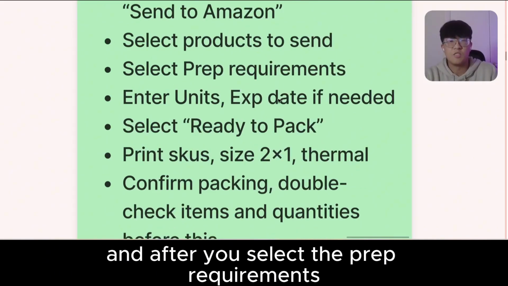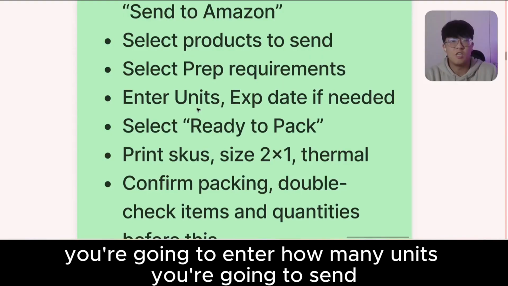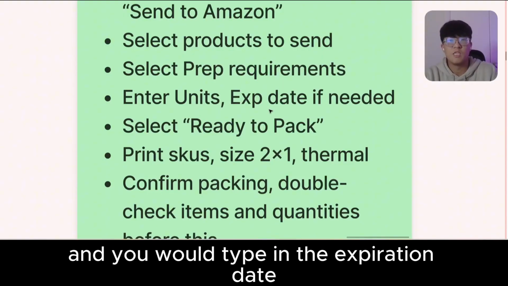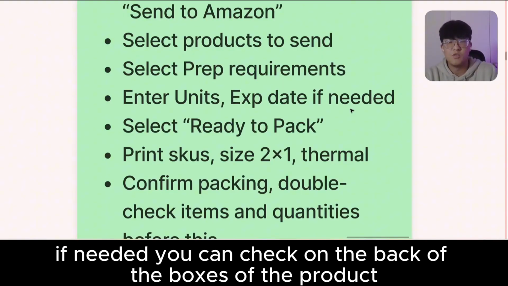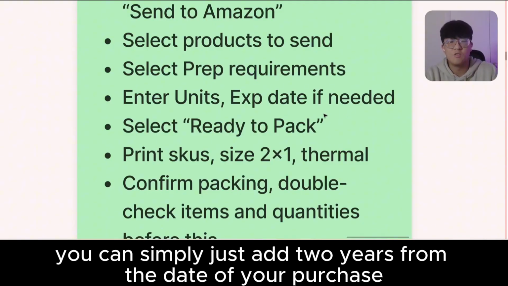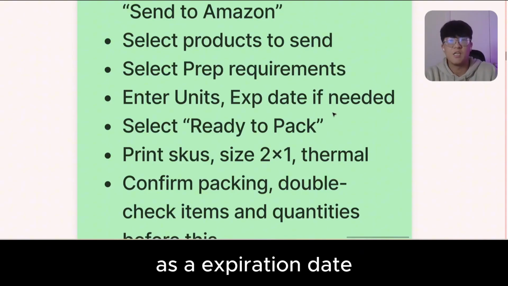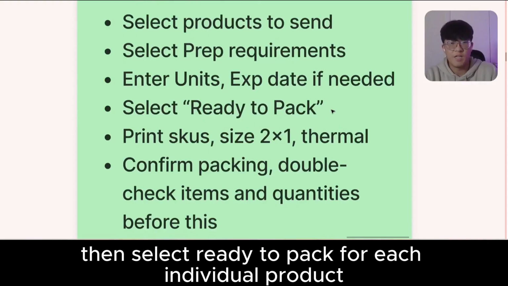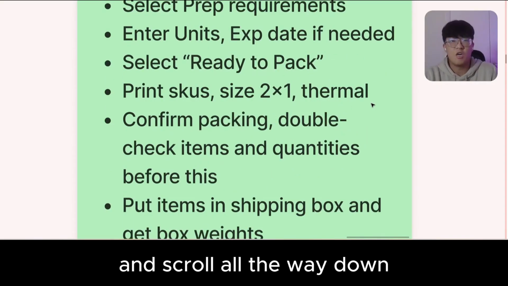And after you select the prep requirements, you're going to enter how many units you're going to send. You will type in the expiration date if needed. You can check on the back of the boxes of the product to see the expiration date. But if the expiration date isn't there, you can simply add 2 years from the date of your purchase as the expiration date. Then select ready to pack for each individual product and scroll all the way down.